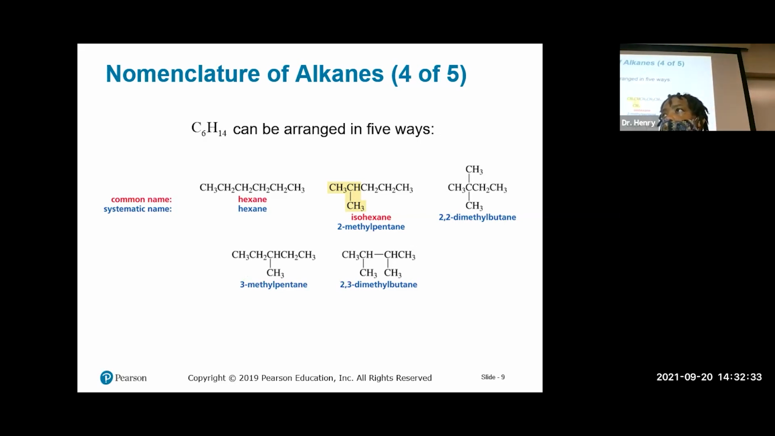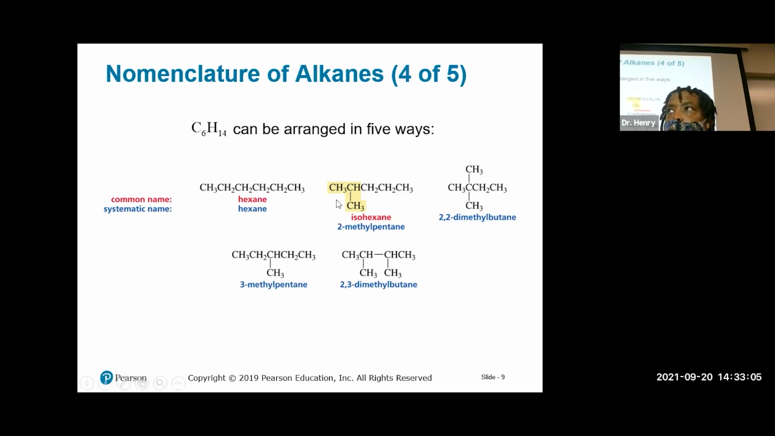Okay, so this guy, that's 1, 2, 3, 4, 5, a 5-carbon chain with 1 methyl group hanging off the second carbon. And you choose it to be the second carbon because you always want the lowest number possible, right? We could have said it was the 5th carbon, or the fourth carbon, but that wouldn't be the lowest number possible. 2 is smaller than 4.